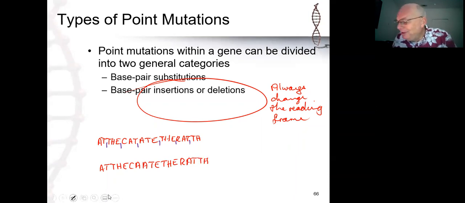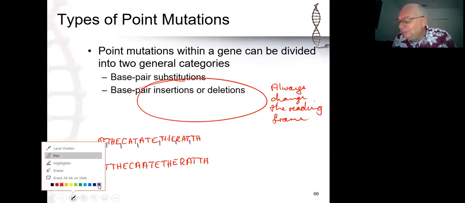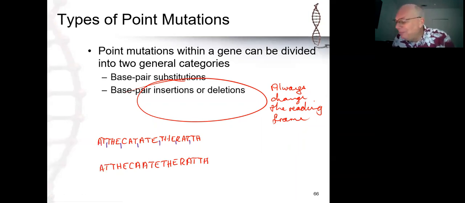So we'll do the same thing again. We'll assume that it's the same message, and we'll start making 3-letter words. So, uh-oh. We've changed the reading frame. We've changed the grouping simply by taking a letter out. And so the message has become nonsense. It has no meaning as far as the original message is concerned.